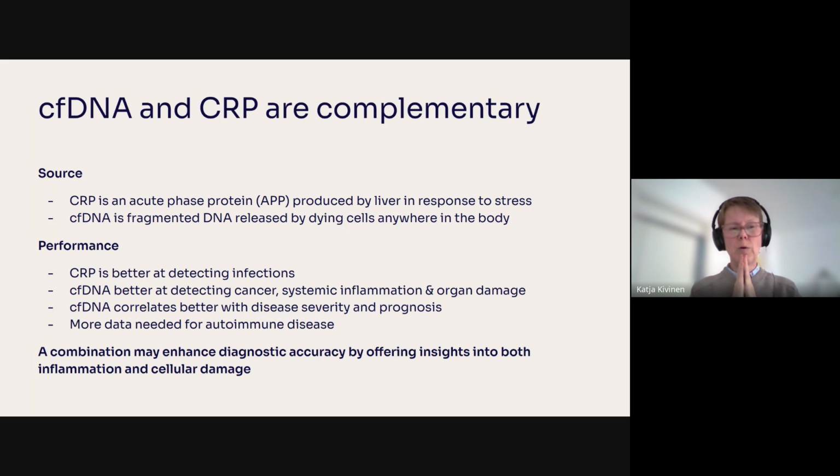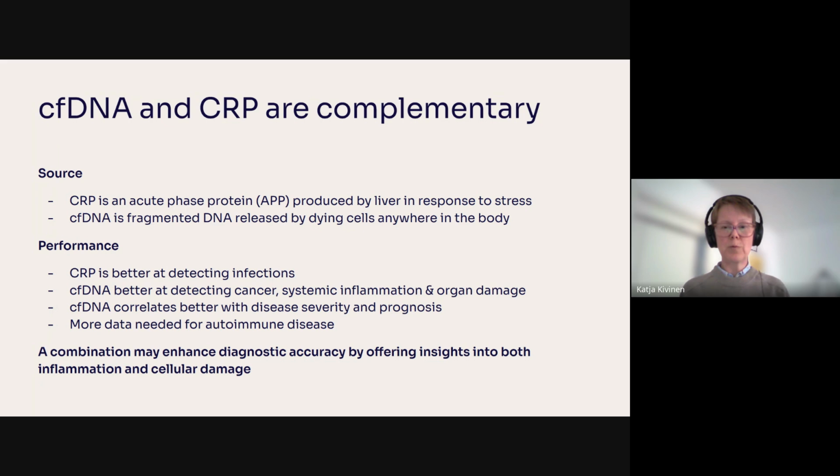And we and others have run some comparisons of cfDNA and CRP. And the results so far are that CRP seems to be better at detecting infections, especially local infections. So ear infection, you may not see that much cfDNA in the circulation, for example. But cfDNA is better than CRP in detecting cancer, in detecting systemic inflammation and organ damage especially. And it also seems to correlate better with the disease severity and prognosis.